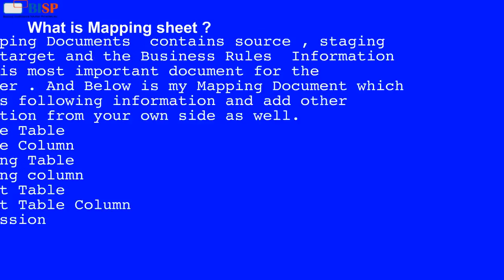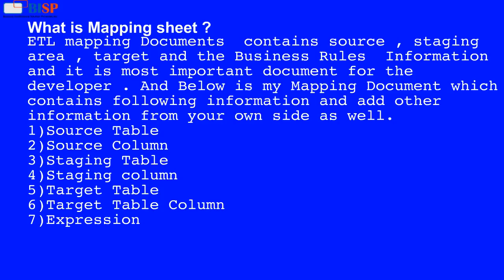What is mapping sheet? ETL mapping documents contains source, staging area, target and the business rules information, and it is most important document for the developer. And below is my mapping document, which contains following information, and add other information from your own side as well.